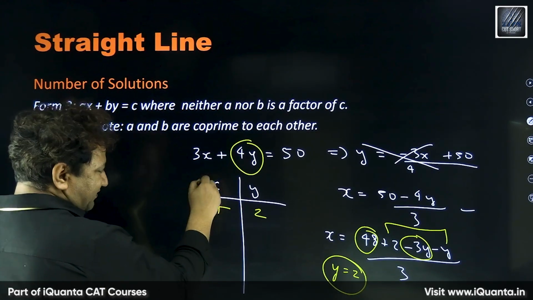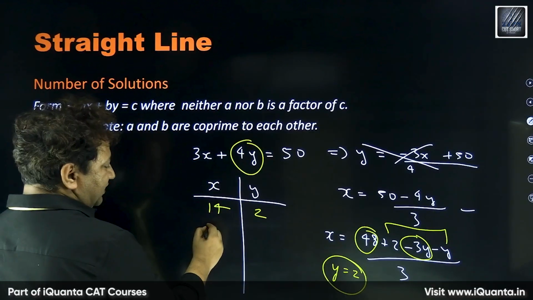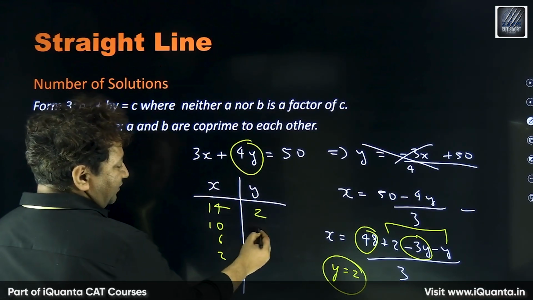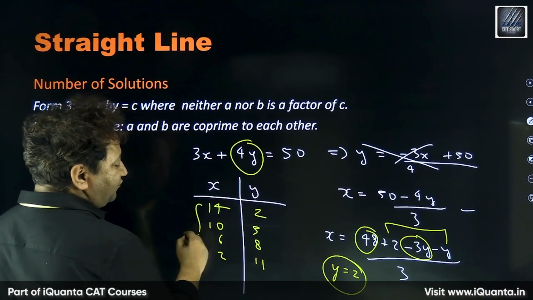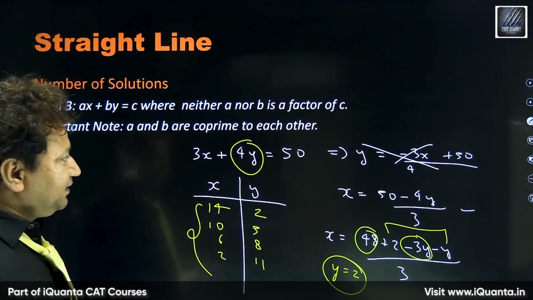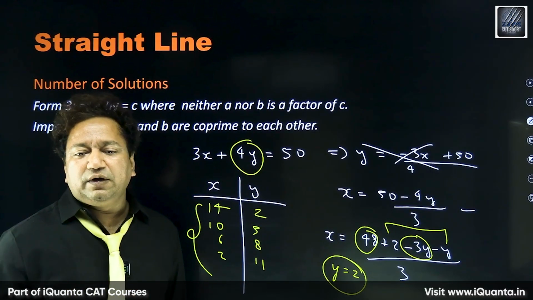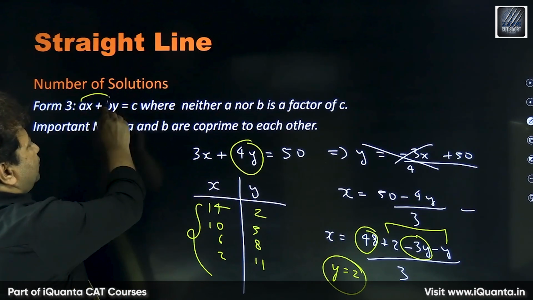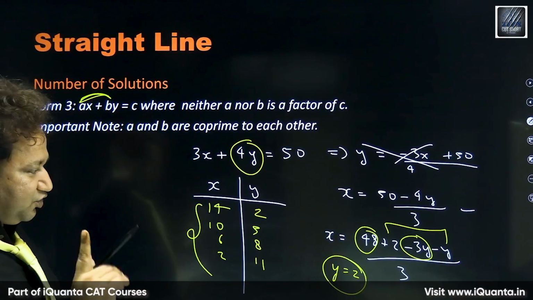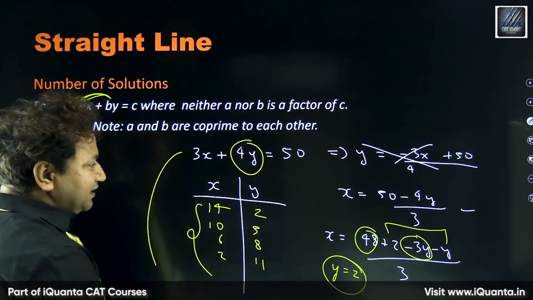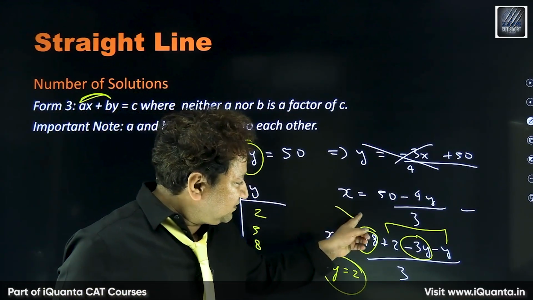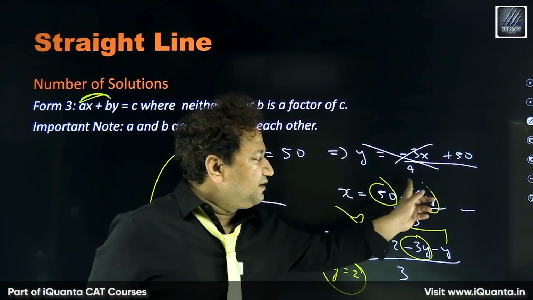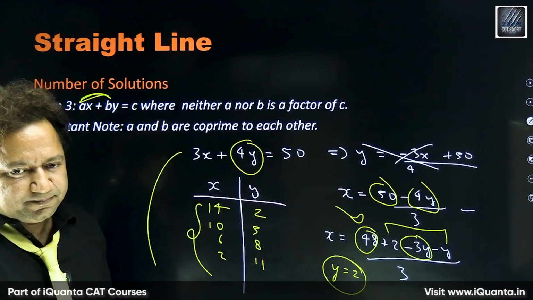How? Decrease x by coefficient of y. 14 minus 4, minus 4, minus 4. Here, add 3, 5, 8, 11, and we got 4 such solutions. So here we'll be able to find natural solutions only. Whole solutions are impossible because a and b both are not the factors of c. Shortcut here is not this. Shortcut here is this, where we rewrite numerator as a multiple of the denominator. Hope you understood that.